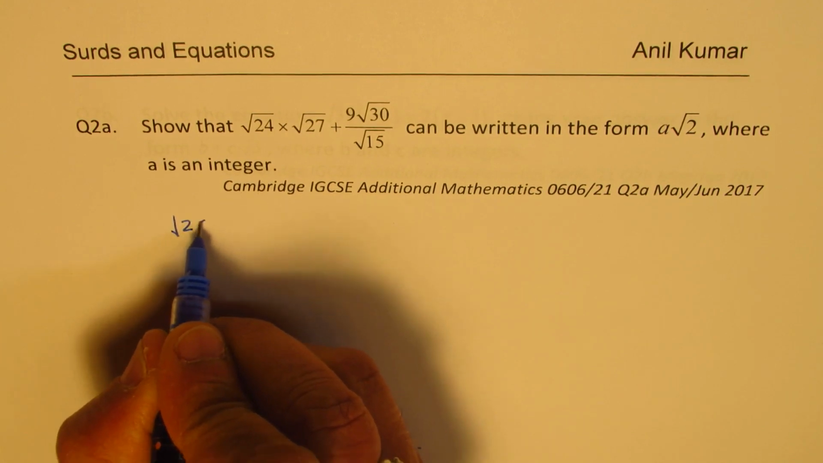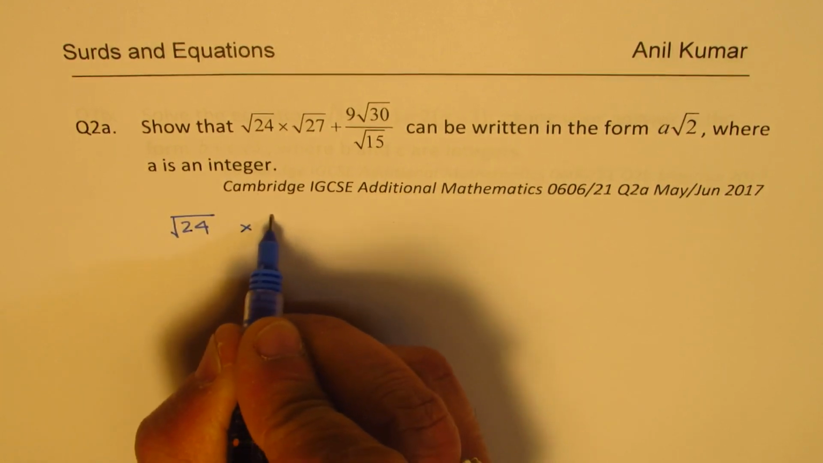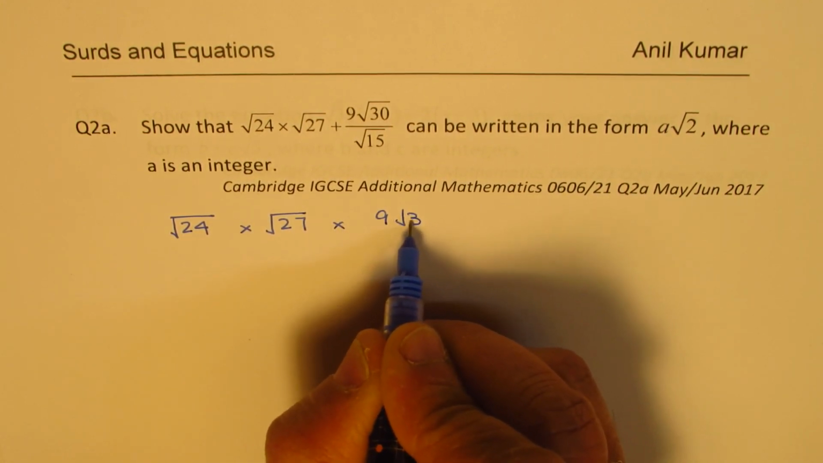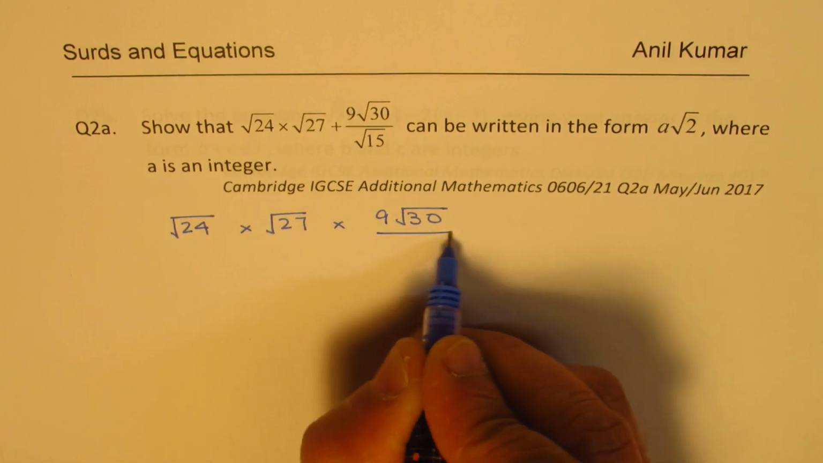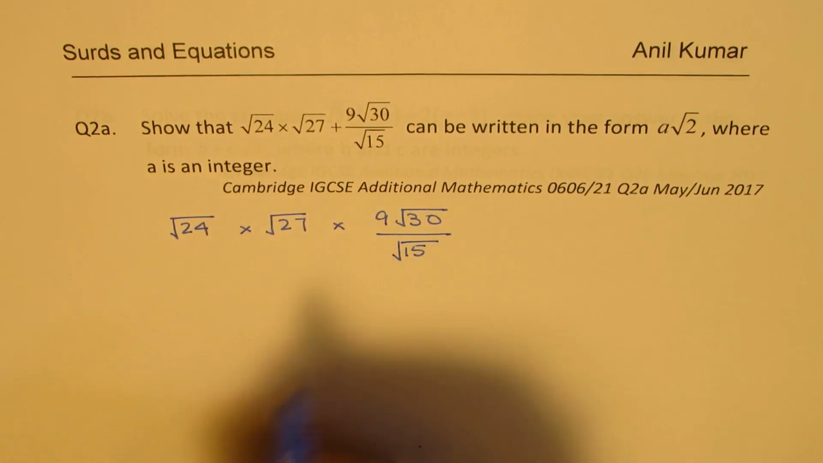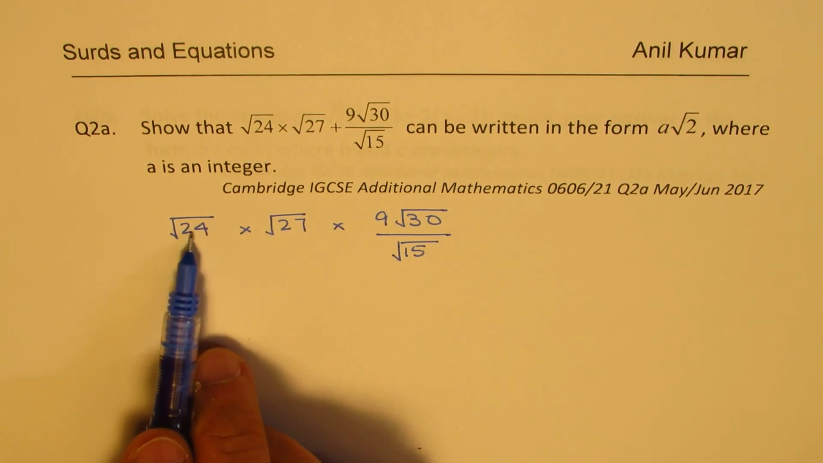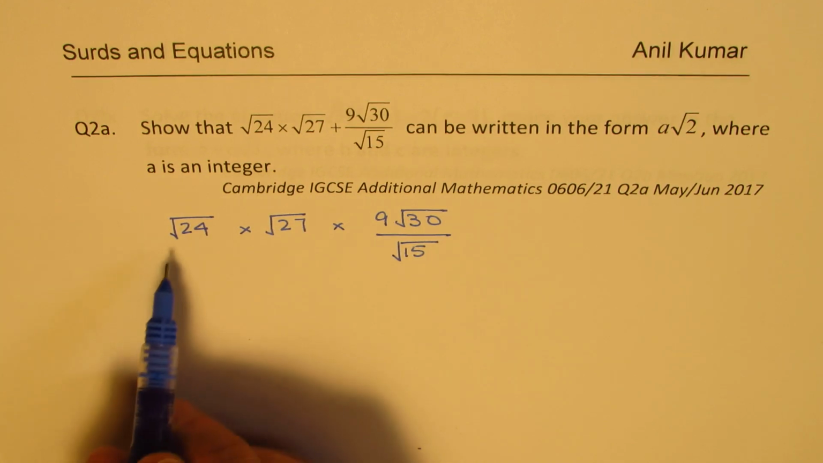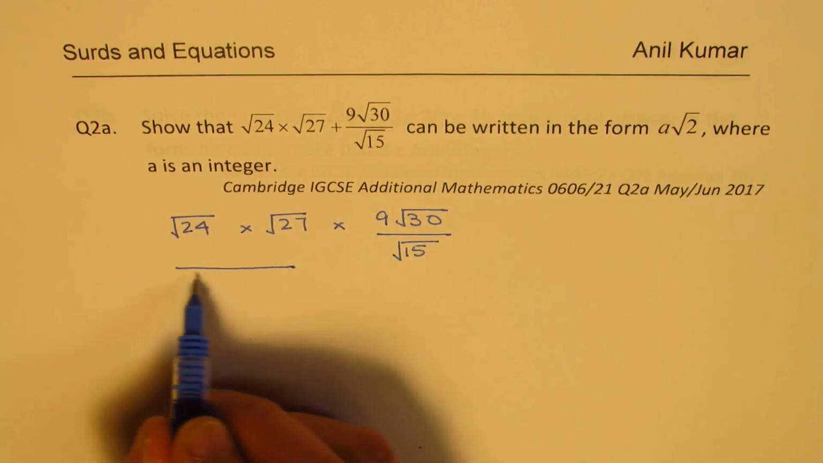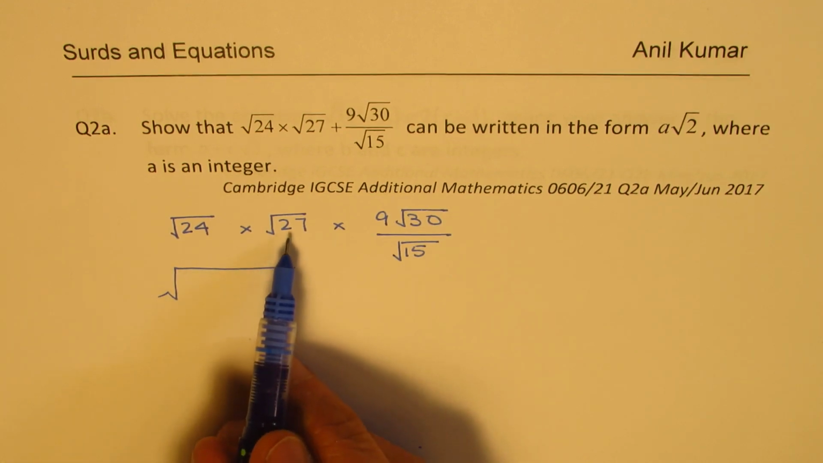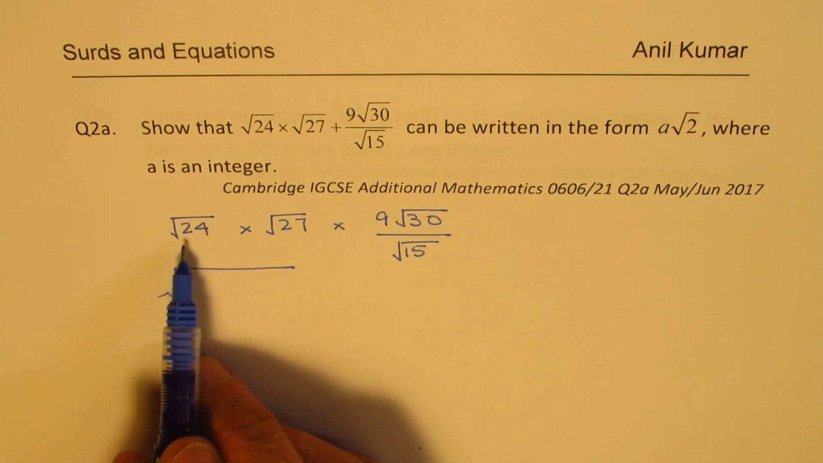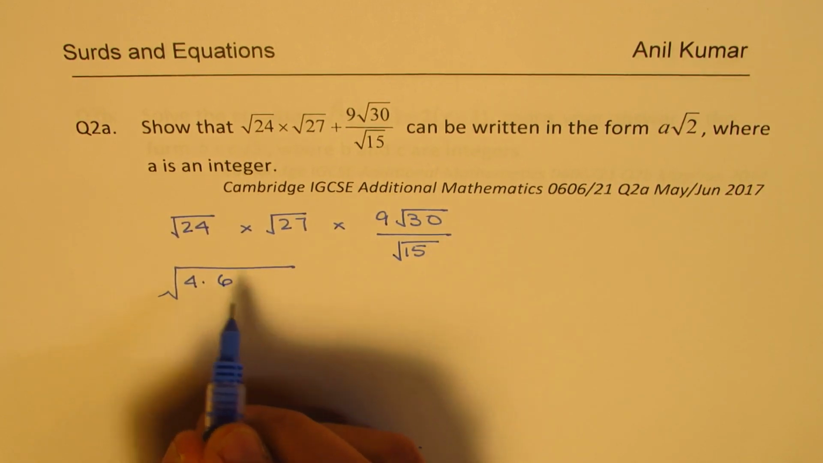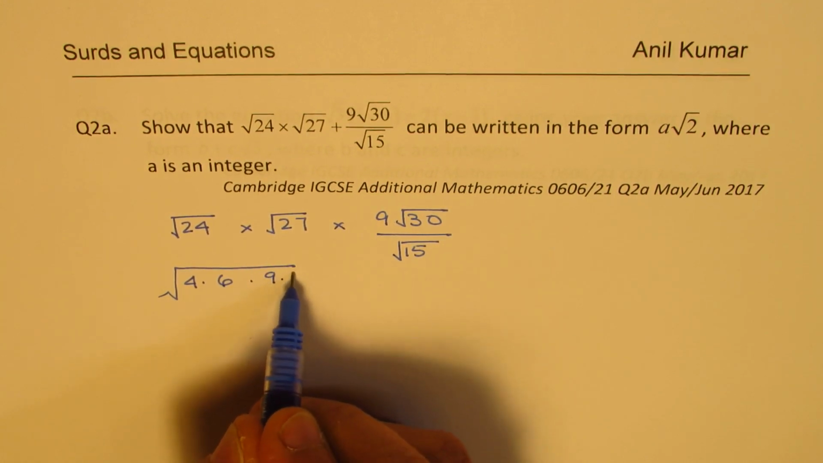We are given square root of 24 times square root of 27 plus 9 times square root of 30 over square root of 15, correct? Now we have to multiply these 24 and 27. So it's better to write them as a product, right? So we'll write them as product. 27 is 9 times 3. This could be written as 4 times 6, right? So we'll write 4 times 6 as 24 and 27 as 9 times 3.